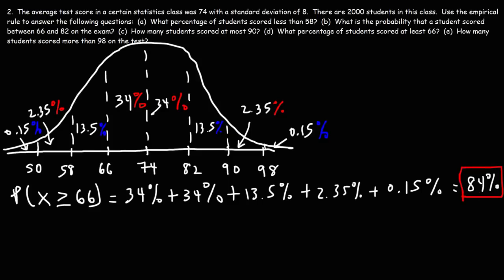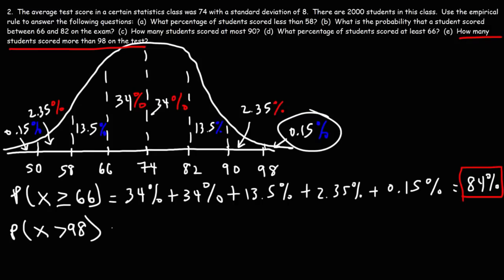That's it for part E. I mean, not E, part D. Part E, how many students scored more than 98 on the test? So what is the probability that x is greater than 98? So the only thing above 98 is 0.15%. Now once again, we're looking for the number of students. So we got to find out what 0.15% of 2,000 is.